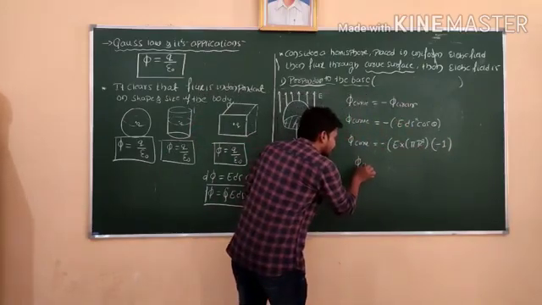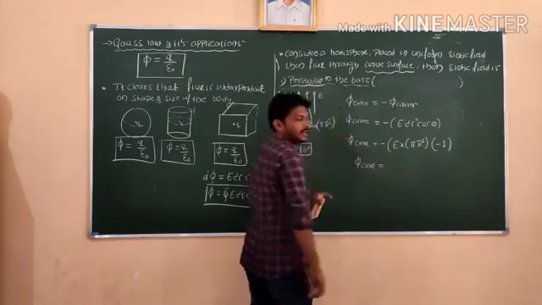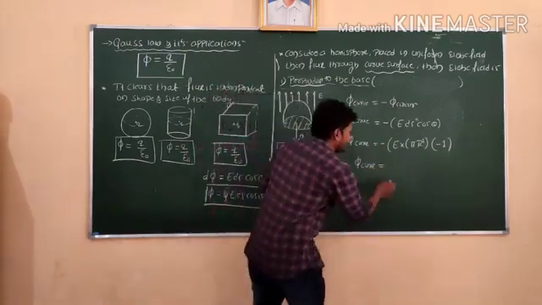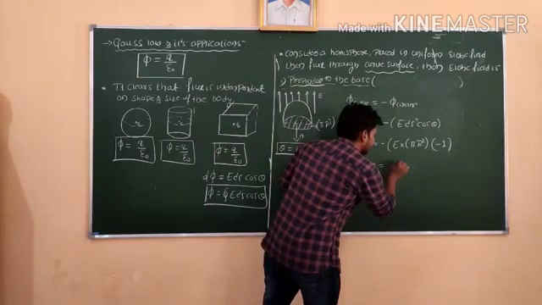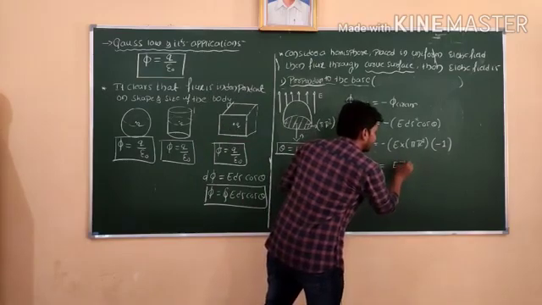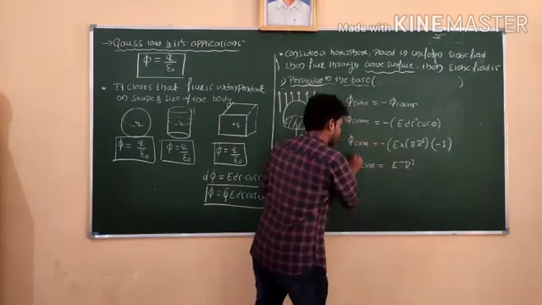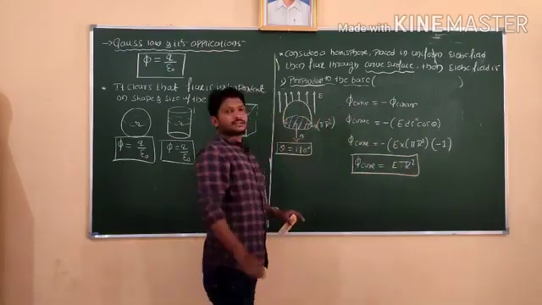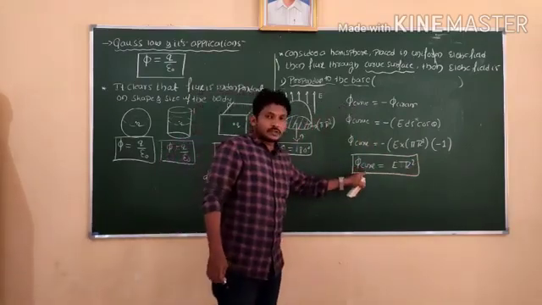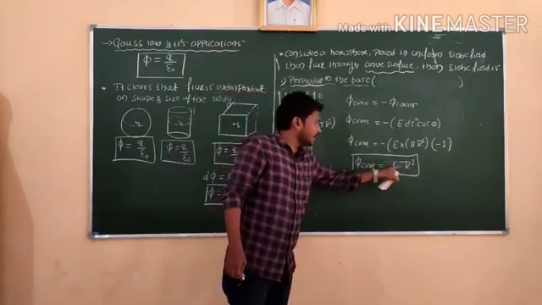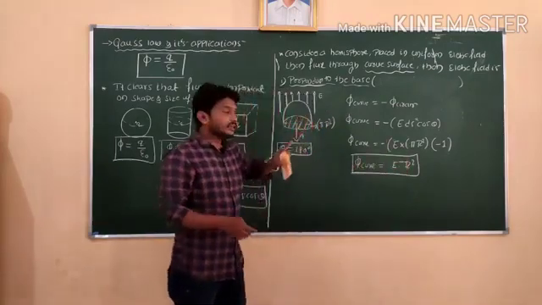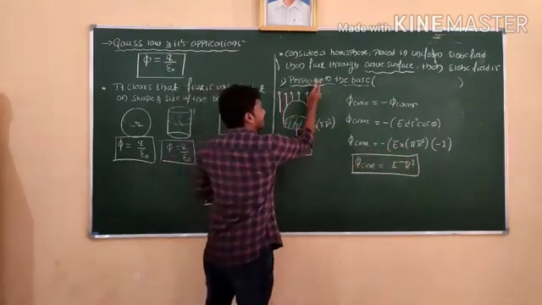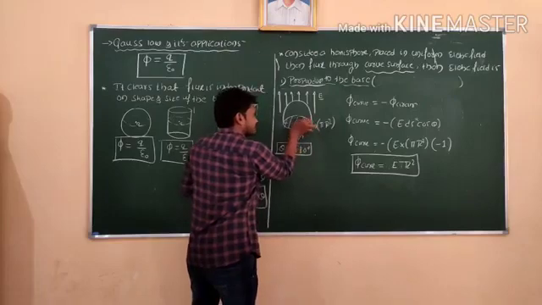Flux through the curved surface is equal to E into pi r square. Let me write it here. What is the flux through the curved surface here? It is equal to E into pi r square when the electric field lines are parallel to the base. So this is the base I said.